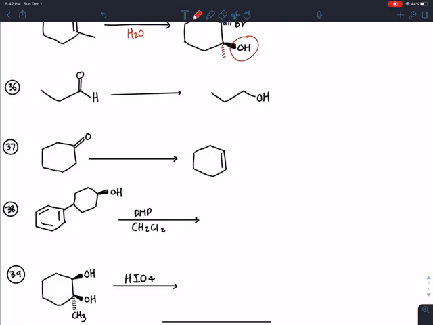I'm not sure, but if it is 3 carbons, this is actually a reduction step. And for reduction, you guys are going to learn NaBH4. That should be the reagents. It's in chapter 11.